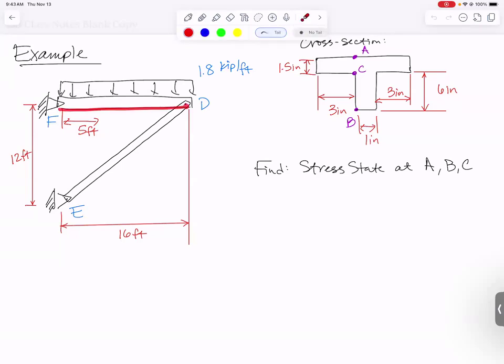This looks like it's made up of a beam that's pinned to the wall at F and pinned to another support member, DE, and the loading on it is a downward distributed load on member DF. Member DF has a cross section that we're going to look at critical points at the top, at the transition between the two parts of the T, and the bottom of that cross section. This is the cross section that's specifically related to this beam.